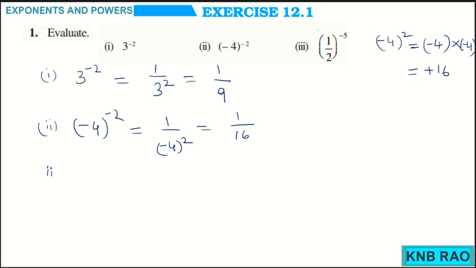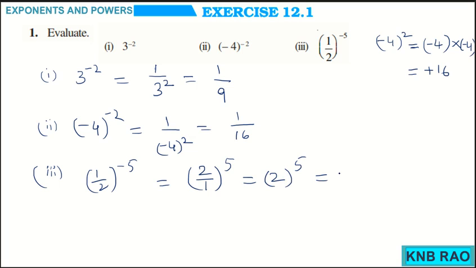Coming to the third question, 1 by 2 whole raised to the power minus 5. Now, the base is half and the power is minus 5. To convert this negative power into positive form, we reciprocate the base. So the reciprocal of the base is 2 by 1, raised to the power now positive 5. 2 by 1 is just nothing but 2. 2 raised to the power 5, where 2 power 5 is 32, is the answer.